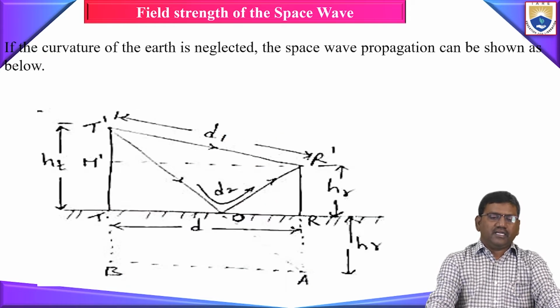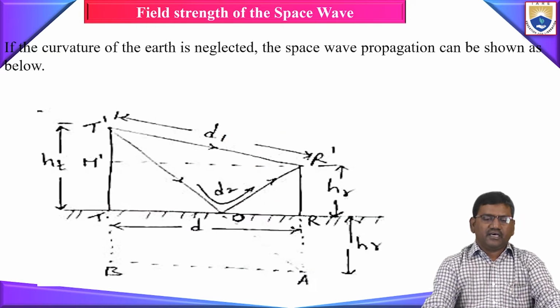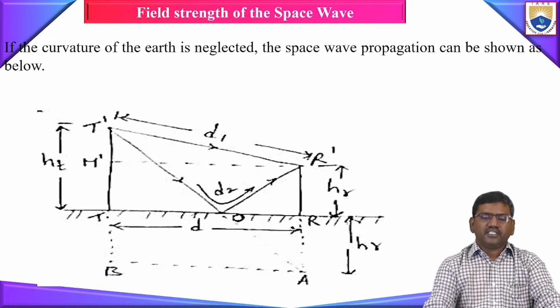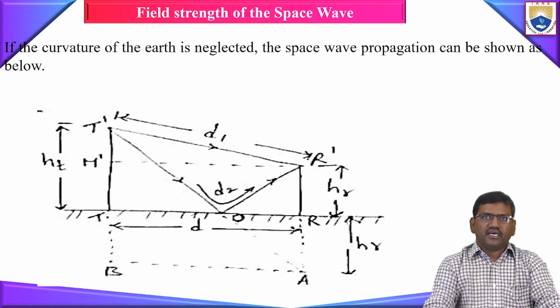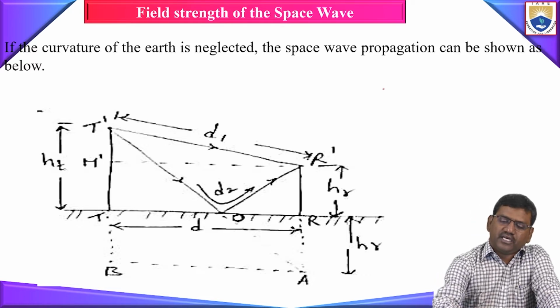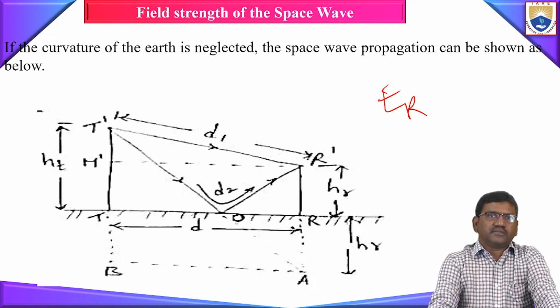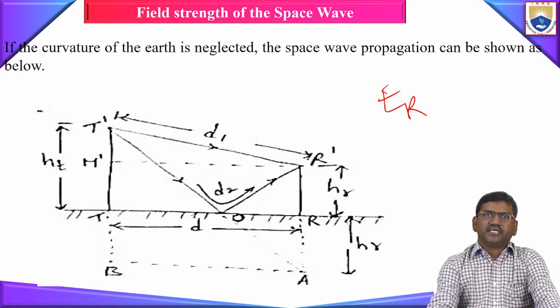Let us calculate the electric field strength received by the receiving antenna in space wave propagation. So let us derive an expression to find the electric field strength at the receiving antenna in space wave propagation. Let us assume there are two antennas: one is the transmitting antenna, the other is the receiving antenna.